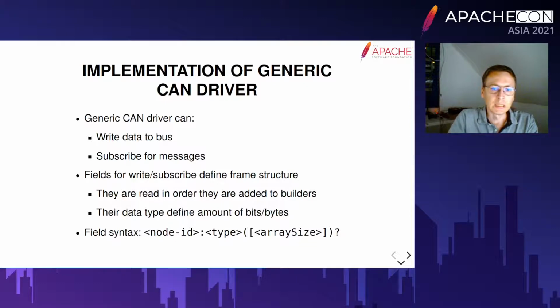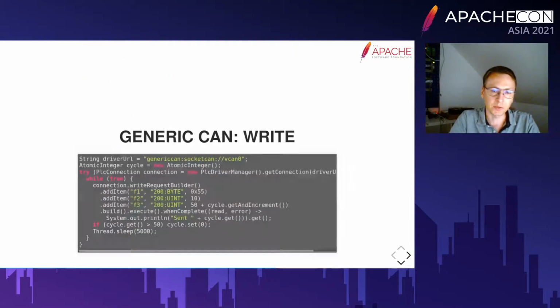So the generic CAN driver has to know how to construct the frame, and the fields which we are using for write and subscribe calls define a frame structure. So the application needs to know what it expects to receive or what it wants to write, and construct it using the field syntax. And the field syntax is based on the node ID, type, and the optional array size. So by using the proper order of the calls, we can construct a concrete frame.